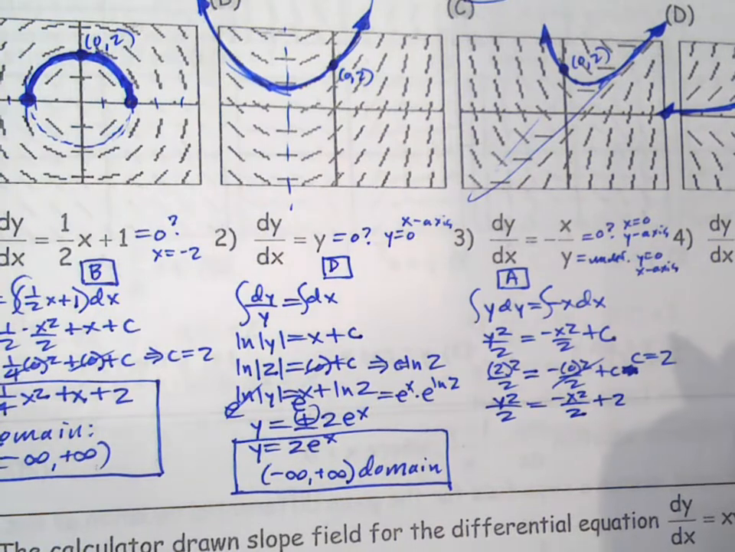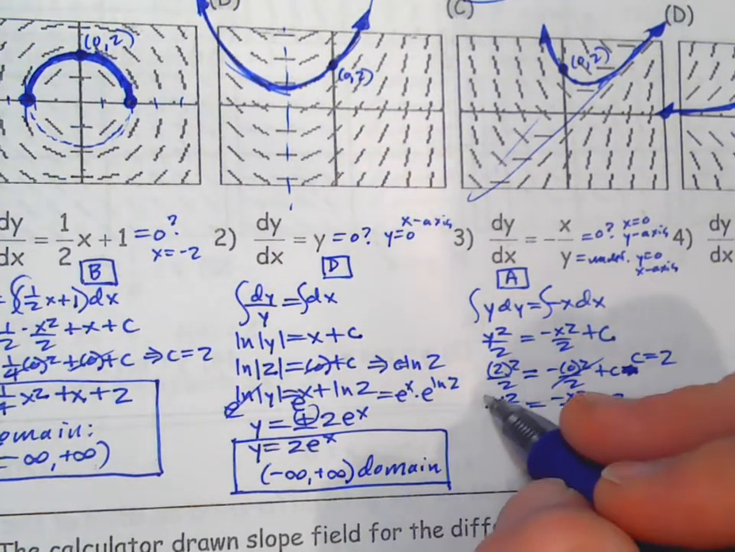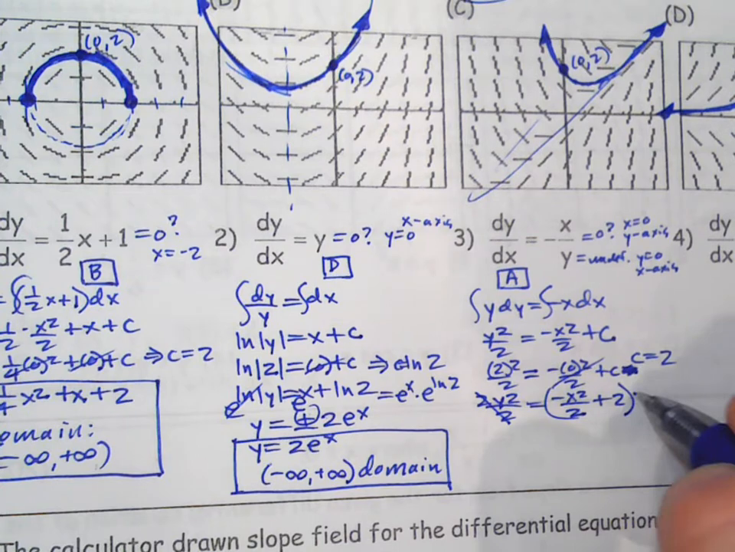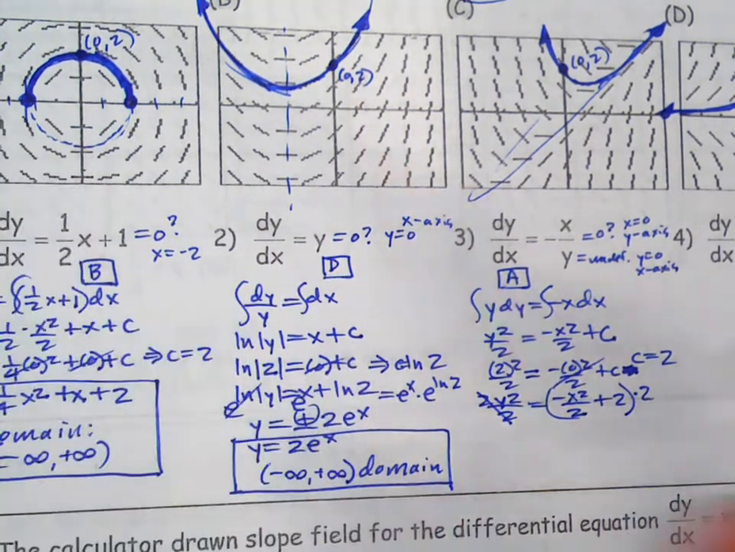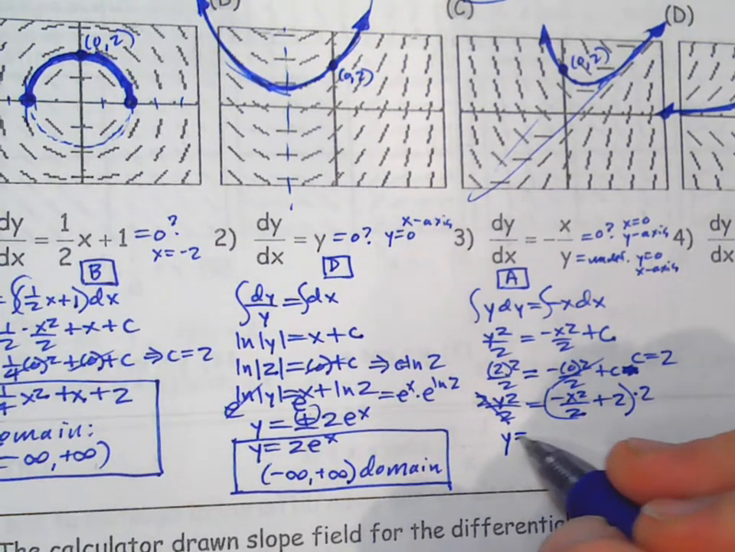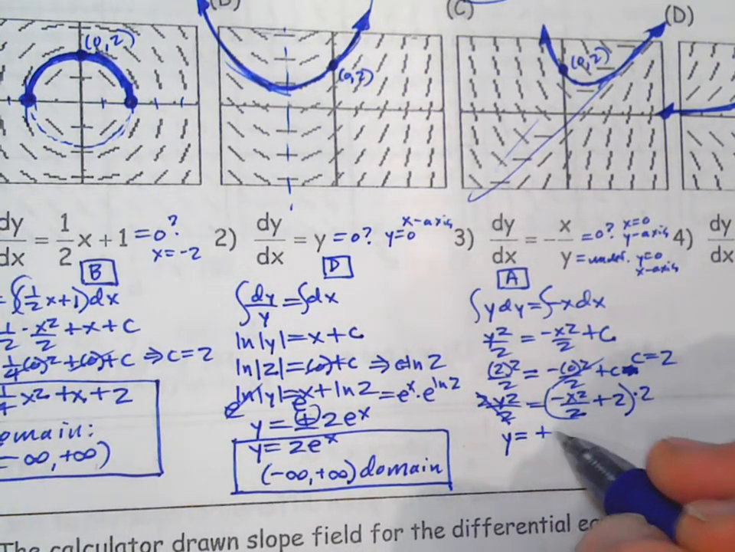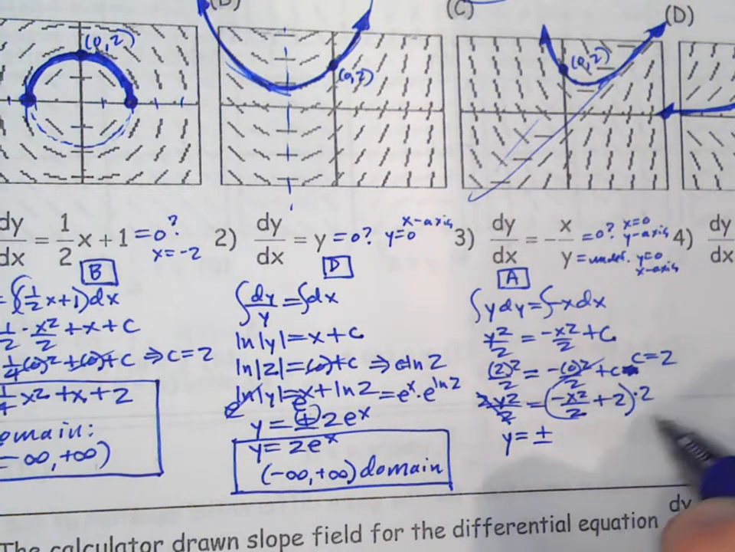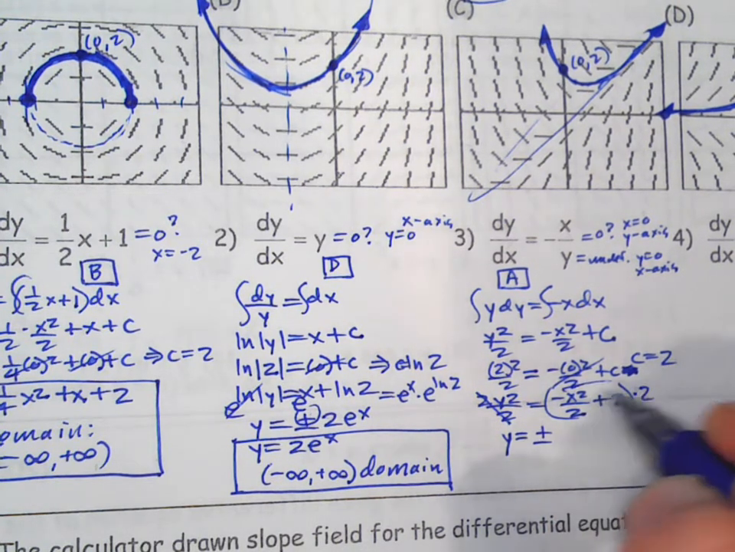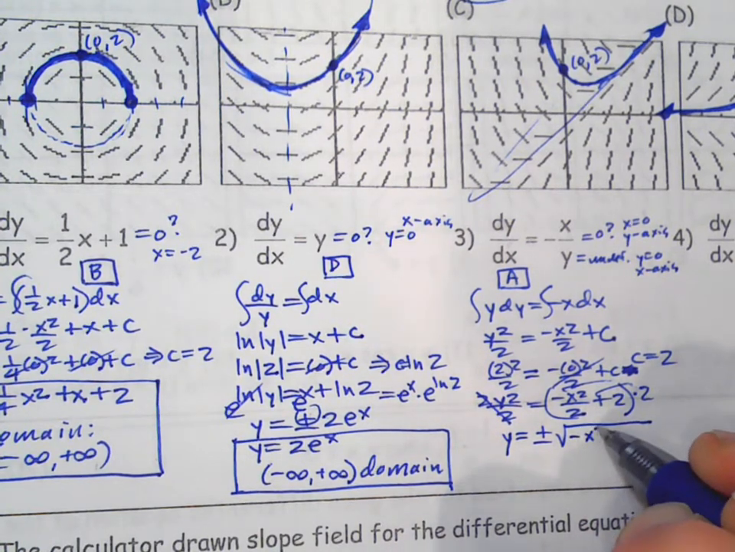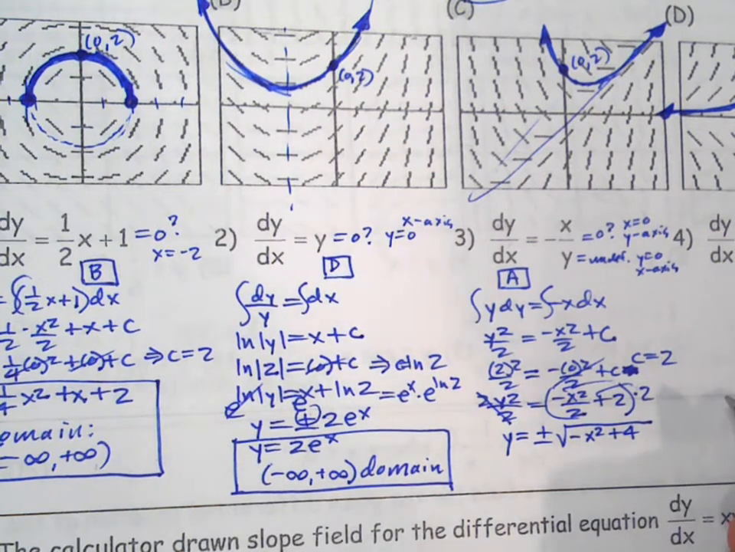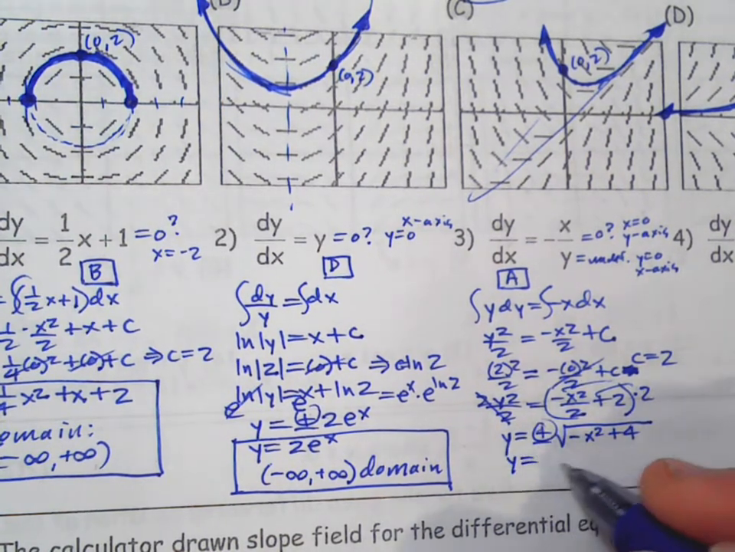Now, we could keep going and solve for y, which is actually what you should do. Even though, by the way, this looks like the equation of a circle, right? Which, remember, A looks like a circle. But you're expected to solve for y. So it's going to be plus or minus. I multiply both sides by 2, and then I take the square root of both sides. So it's going to be plus or minus the square root of negative x squared plus 4. You have to decide plus or minus. If you plug the initial condition in, x equals 0, you should get positive 2. So it's going to be the positive.